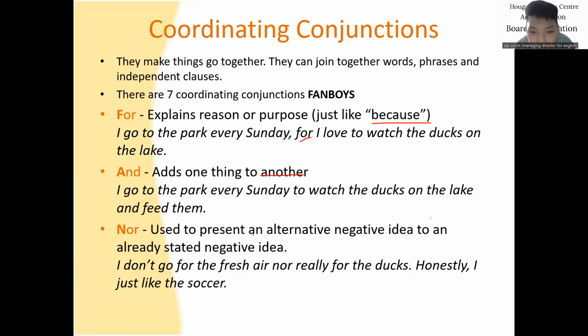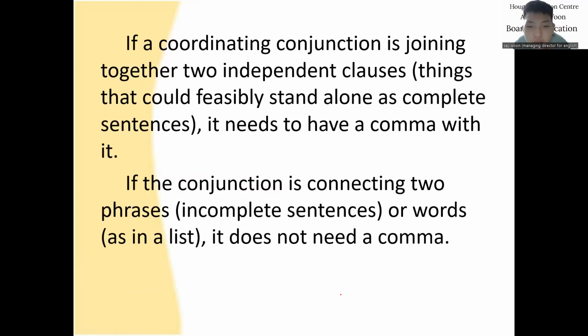Nor is used to present an alternative negative idea to an already stated negative idea. I don't go for the fresh air, nor really for the ducks. Honestly, I just like soccer. If a coordinating conjunction is joining together two independent clauses, things that could feasibly stand alone as complete sentences, it needs to have a comma with it. If the conjunction is connecting two phrases, incomplete sentences, or words as in a list, it does not need a comma.